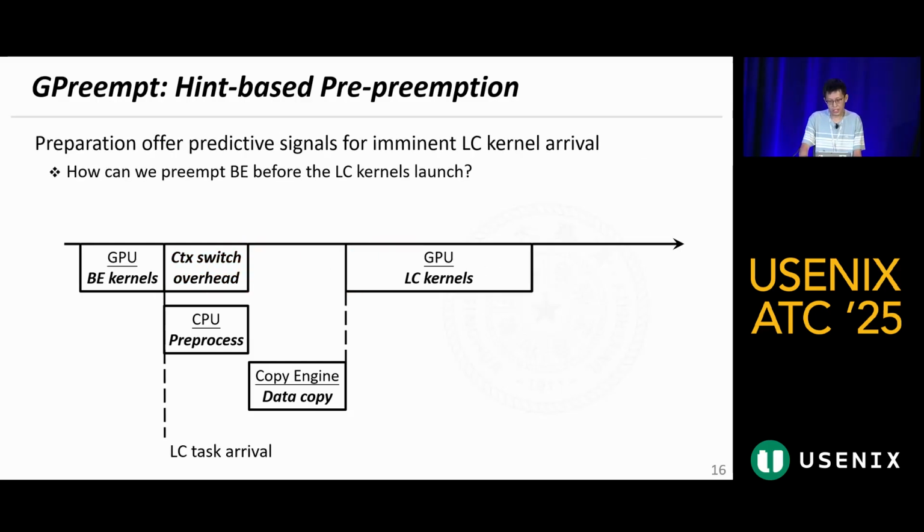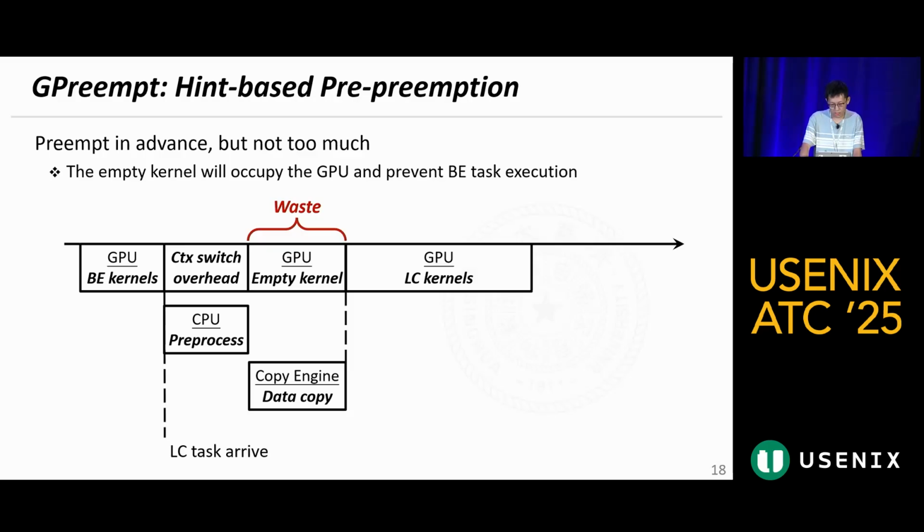Can we move the preemption stage forward, as we already know the arrival of the LC task? In this way, when the data is ready, the LC kernels can be run directly. The LC kernels cannot be launched until the data preparation finishes. And as introduced, when multiple tasks run together, the GPU will switch between them. So we just launch an empty kernel when the LC preparation stage starts and exit it when the data preparation finishes, just like this. But if we preempt in advance too much, the GPU will be idle for a long time, which hurts the throughput of BE tasks.